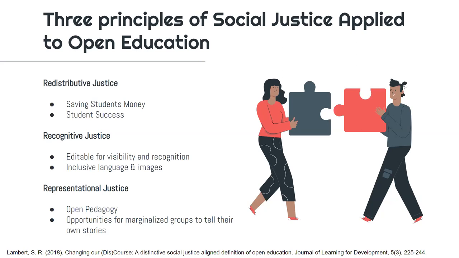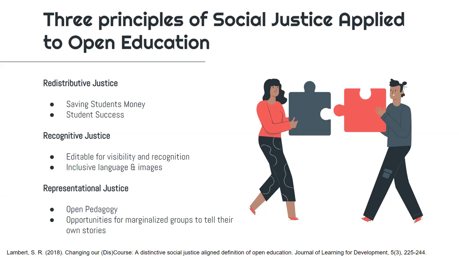The next principle is recognitive justice, which according to Lambert explores the socio-cultural diversity in an open curriculum. Because of the five R's, the ability to revise, reuse, remix, and so on, a resource can be created or adapted to be more inclusive.